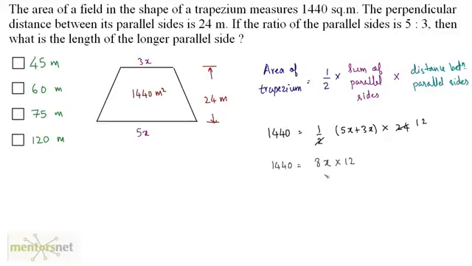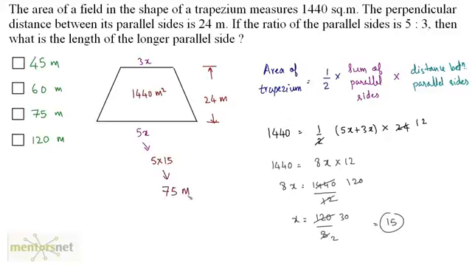Now 8x is equal to 1440 by 12, and 12 times 120 is 1440. So x is equal to 120 by 8. 4 times 2 is 8, 4 times 30 is 120, and 30 by 2 is 15. So x is 15. So therefore the longer side, which is 5x, will be equal to 5 times 15, and that is 75 meters. So we found the answer, option C.